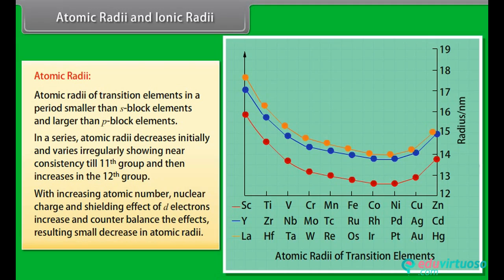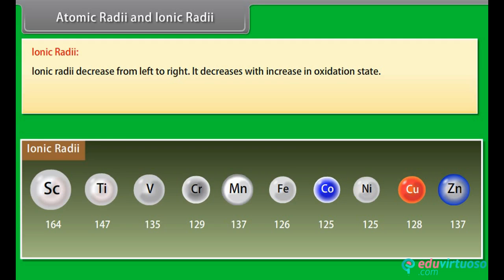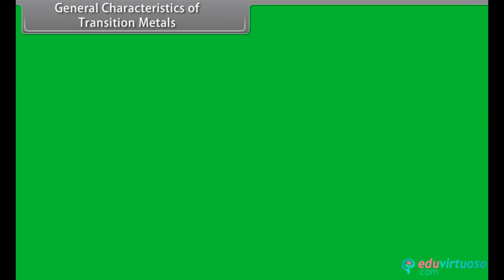Ionic radii. Ionic radii decrease from left to right. It decreases with increase in oxidation state. For the same oxidation state, the ionic radii generally decrease with increase in nuclear charge. General characteristics of transition metals.